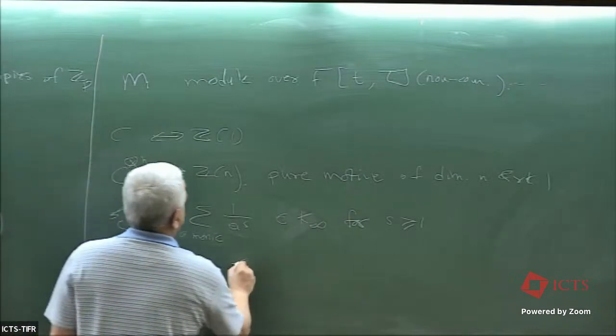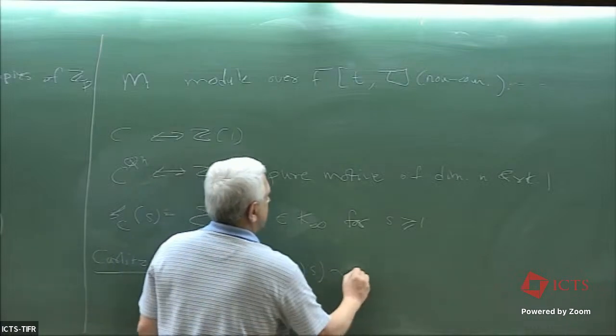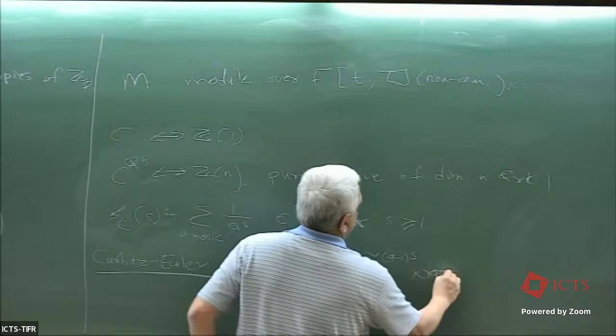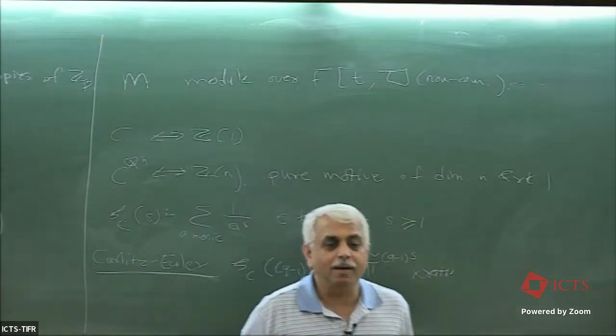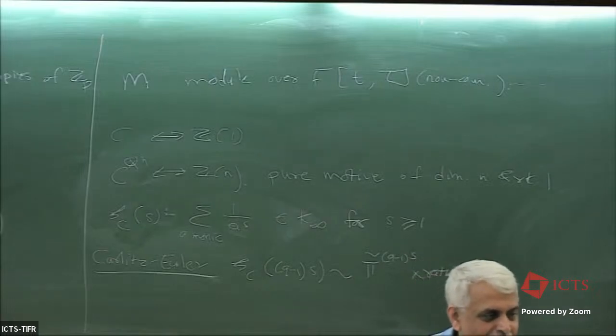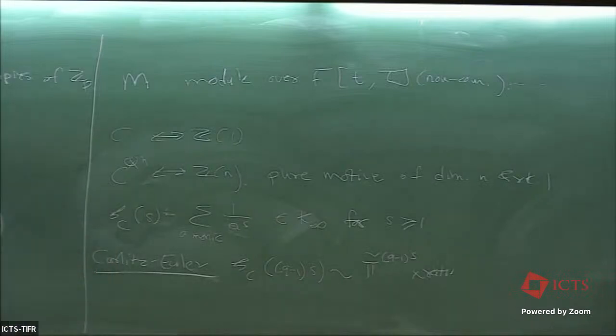And Carlitz proved, so this is a Carlitz-Euler type result, that zeta of (q minus 1)s is pi tilde to the (q minus 1)s times a rational. And there is a lot of number theory in that rational. There are Bernoulli numbers, there is a factorial, there is the Herbrand-Ribet theorem. So lots of classical cyclotomic theory is included here. So it's a very parallel situation.